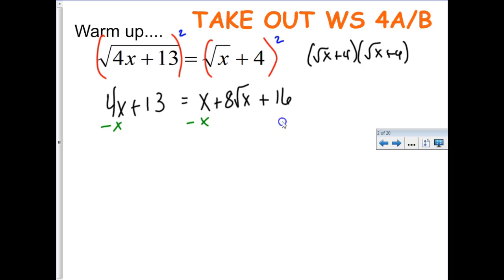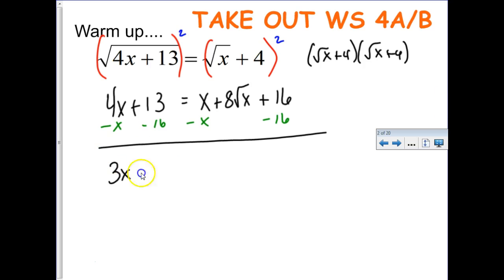Oh, this is a fun one. I'm also going to subtract the 16. Oh boy, did I do something weird? Oh, this is going to be weird. All right, 3x minus 3 equals 8 times the square root of x. Now this is where you could do one of two things. You could go through and divide everything by an 8, and you can have 3/8 x minus 3/8, and then you can go square that quantity. Or we could not do that, and we could just square right now.